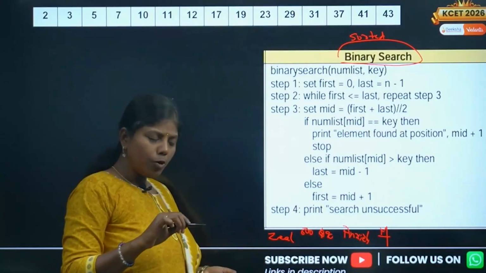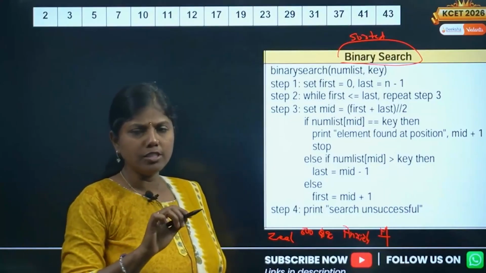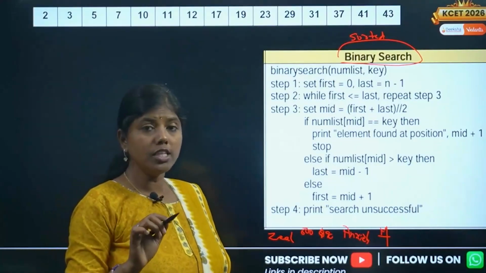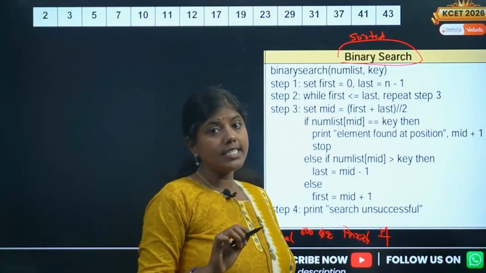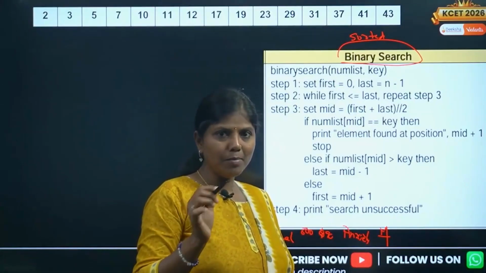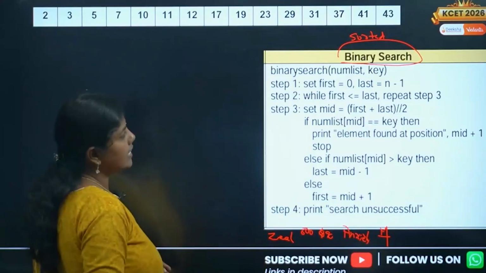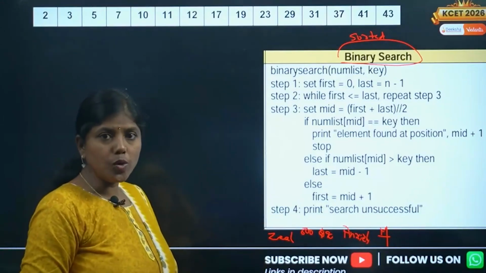It applies for strings also, and for numbers also. It applies only for sorted elements, either in ascending order or descending order. But we have taken the algorithm only for ascending order. So let's understand how exactly binary search works.